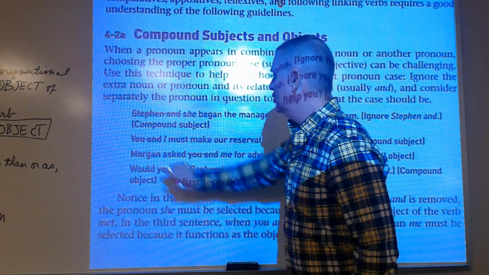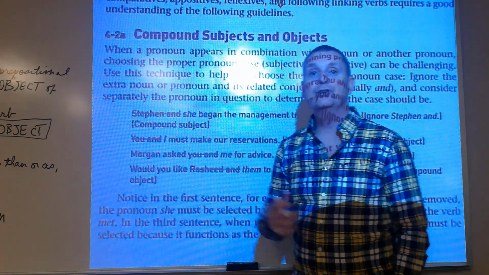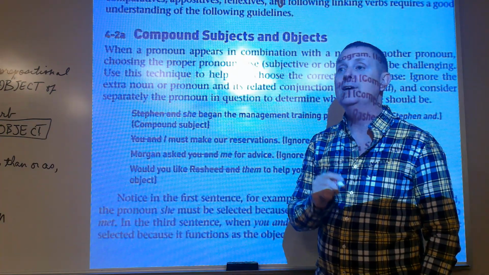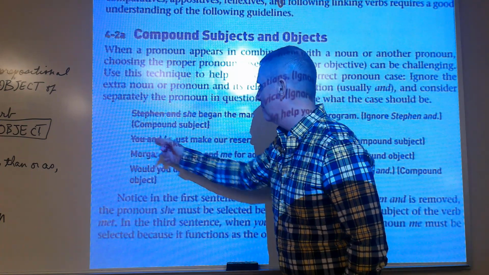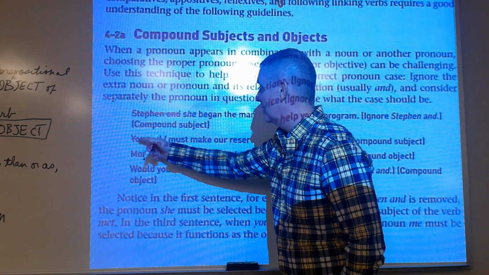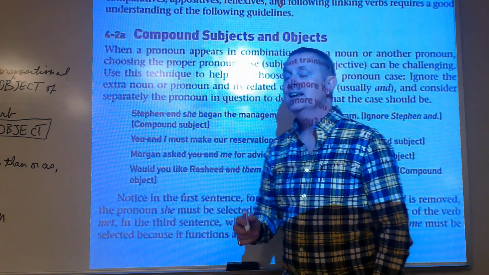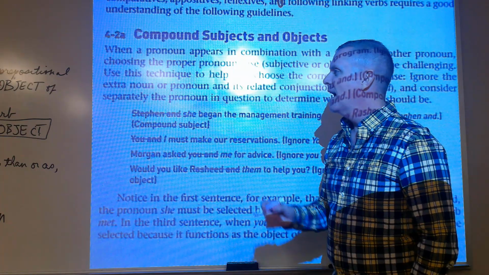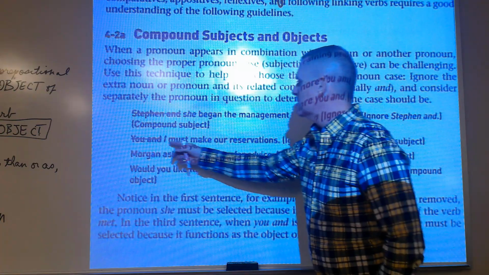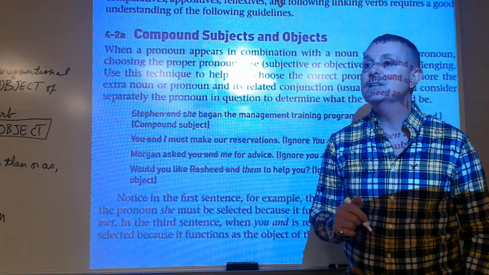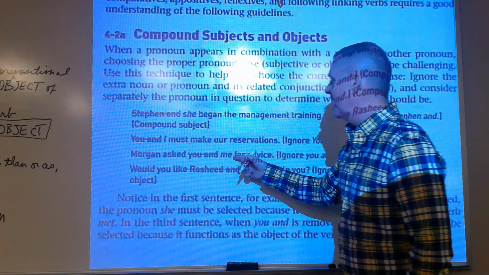Here's another one. You and I, since those are both subjects of the verb must make, we know you use a subjective case pronoun, I, we, you, he, she, it, they. But get rid of the principal pronoun and the word and, then try to determine, is it going to be I or me? So me must make. No, it's not me must make. I must make.